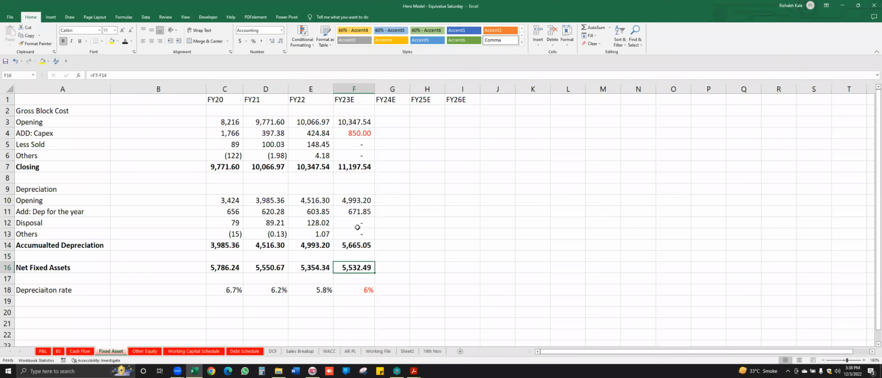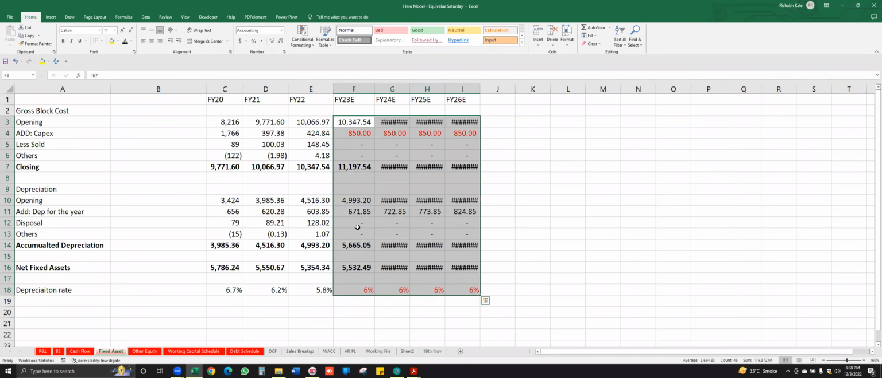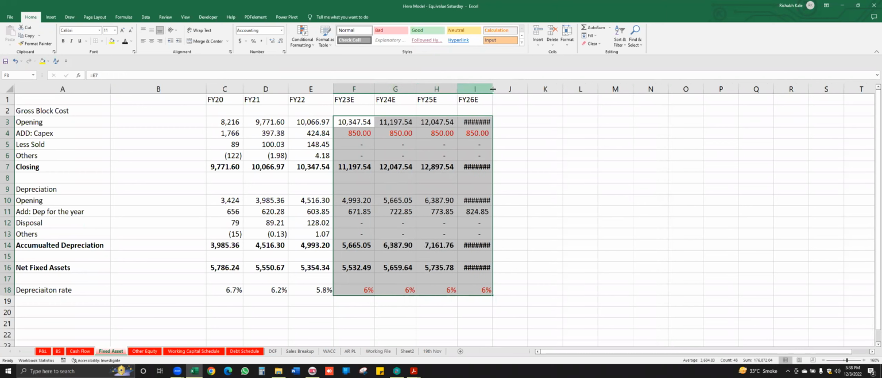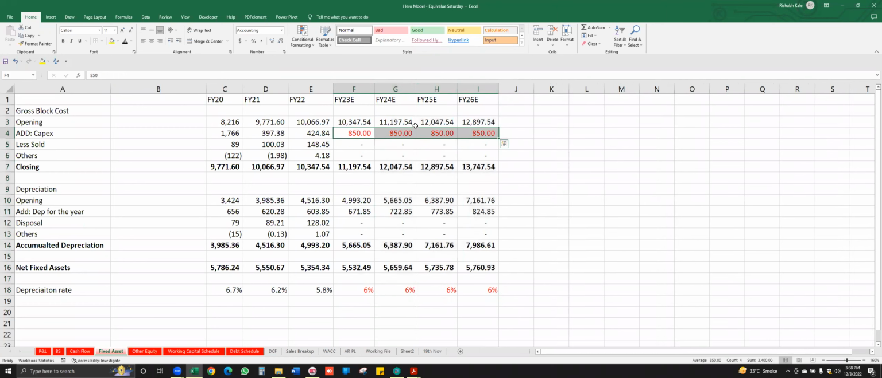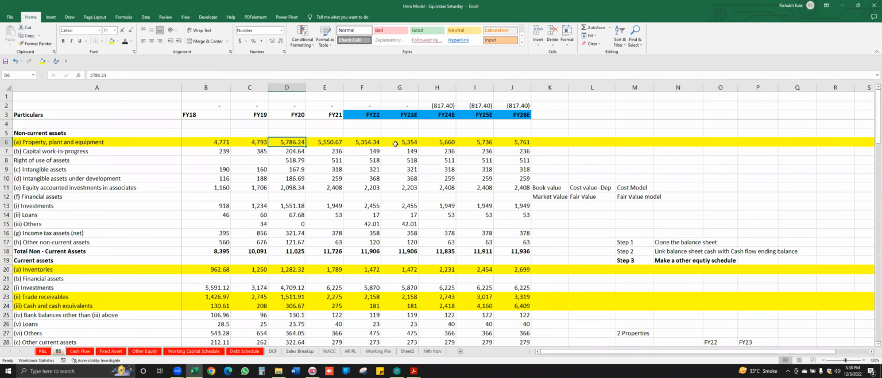Net fixed asset is this. What you do is just copy and paste it this way. You can change the numbers. If you get any assumptions for your historical numbers, you can do this. You can change your assumptions. I'm just giving a random assumption. This is how you do it. Now these numbers obviously will get reflected in your balance sheet in FY23. Over here, some numbers will get reflected.